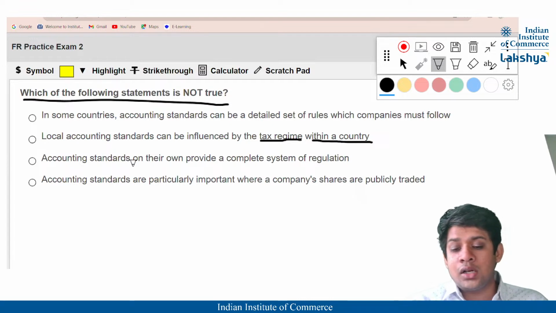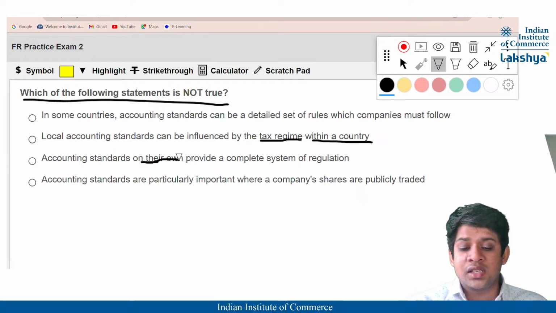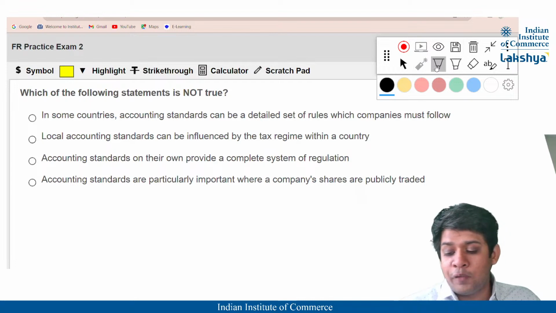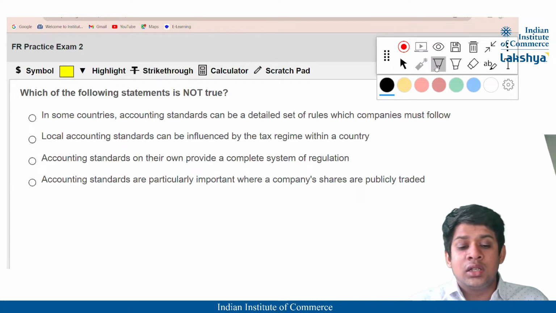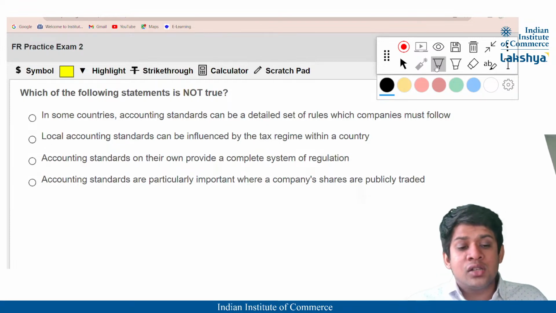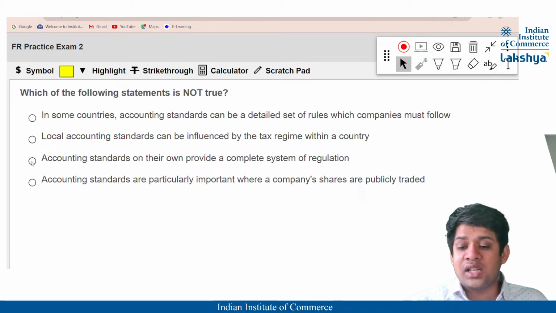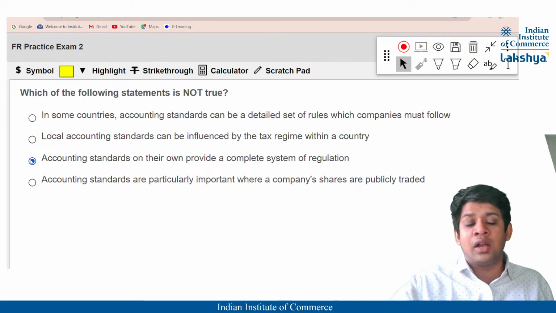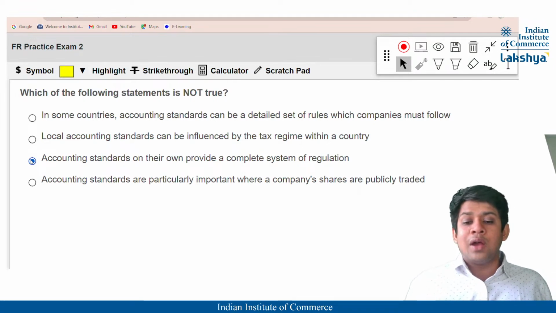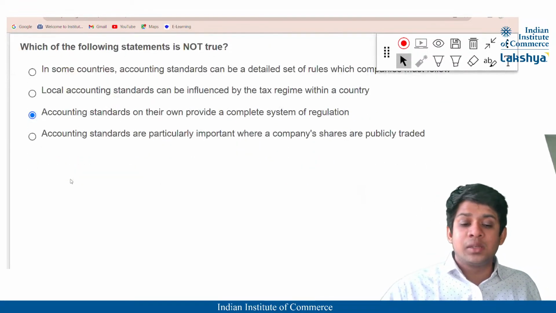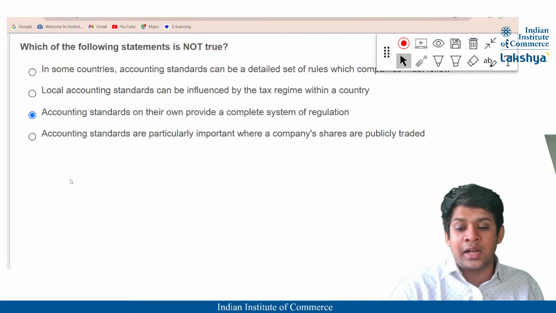Okay. Accounting standards on their own provide a complete system of regulation. That is not true because there is professional guidance, there are professional judgments that we take. Then there are other things like your IFRS standards and IAS standards. But after that, there is also the principle based approach that you're supposed to focus on. So the accounting standards are not the only one, right? You can also rely upon the principle based approach, where in case you do not have a regulation or an accounting standard in place, you have to rely upon the principle based approach. What does your principle say for an item, and accordingly how will you recognize that item.